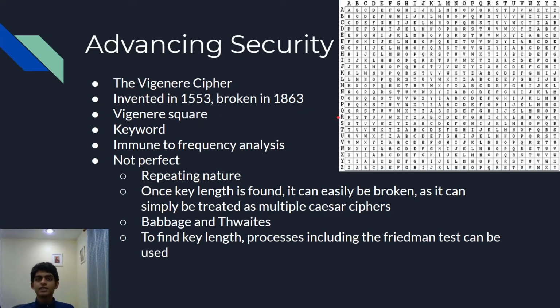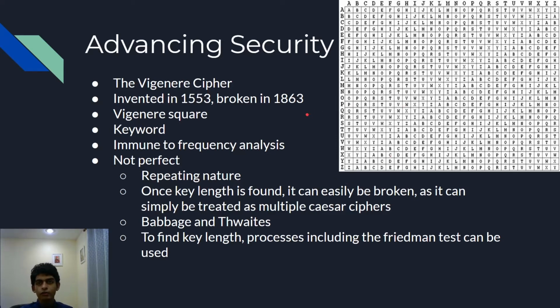It was invented in 1553 and broken in 1863, so it had a pretty solid run of like 310 years before it was fully broken for everyone and proven insecure for modern use. And it uses something called a Vigenère square, which is illustrated right here, and instead of having a very standard key number like the Caesar cipher would with its shift, it has something called a keyword. So say we want to encrypt the message hello with keyword hi.